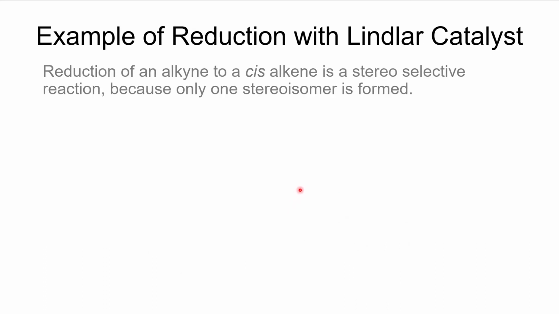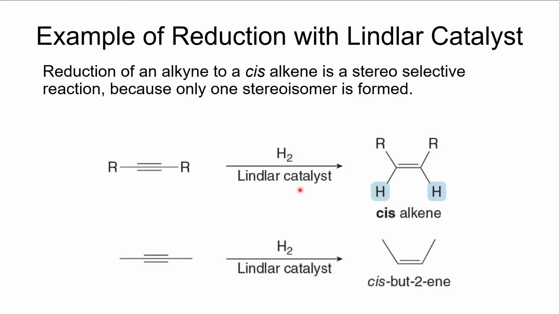So here is an example of what would happen with our Lindlar catalyst. We add the hydrogen to our alkyne, and we stop after one addition, and you'll notice that we get the cis alkene, which is the less stable isomer. Here with 2-butyne, hydrogen with Lindlar catalyst, and we get cis-2-butene.